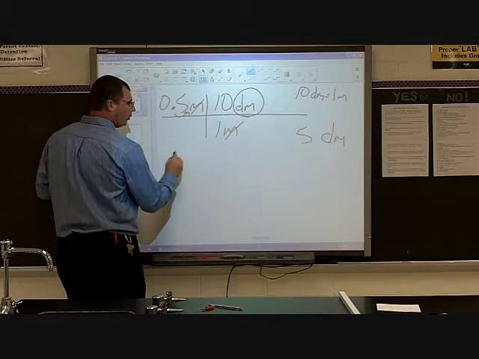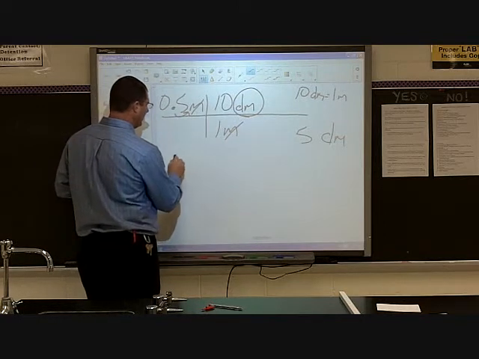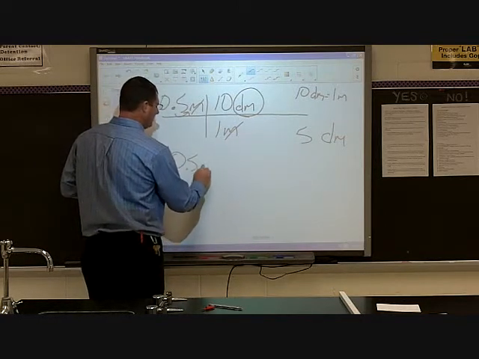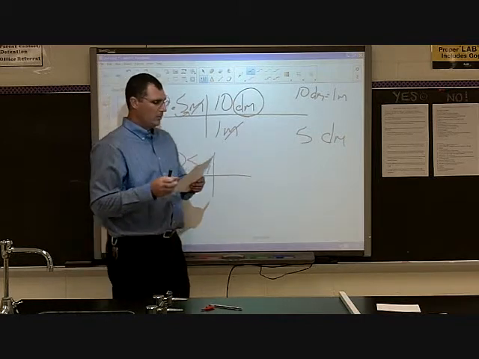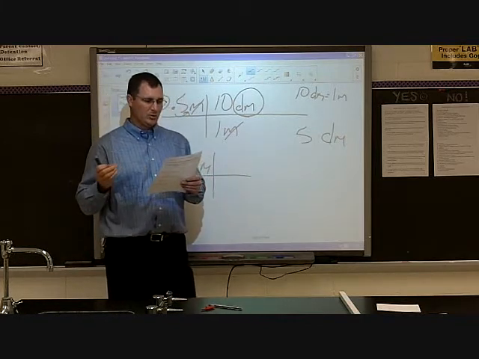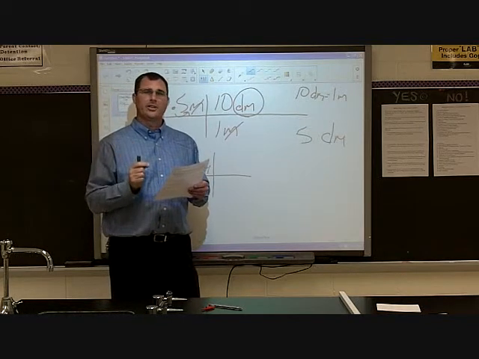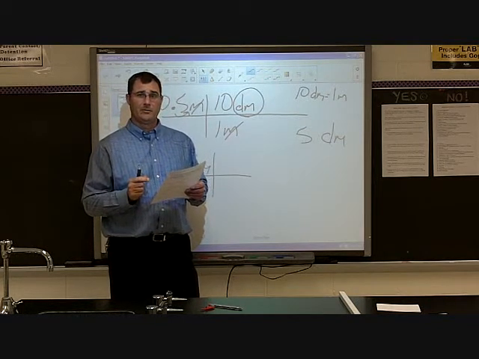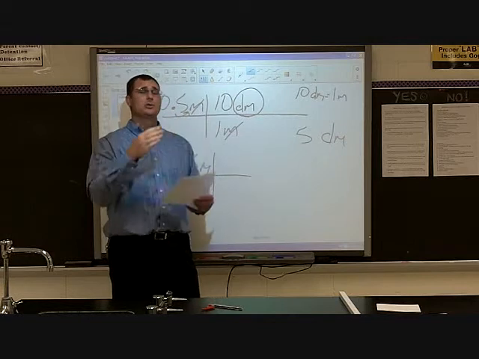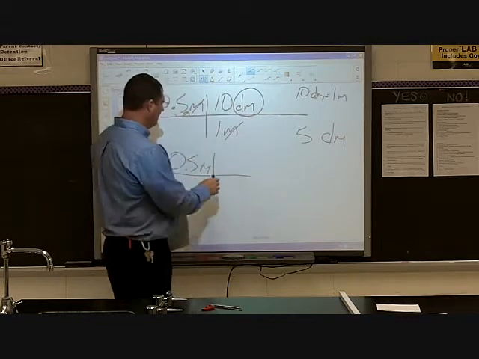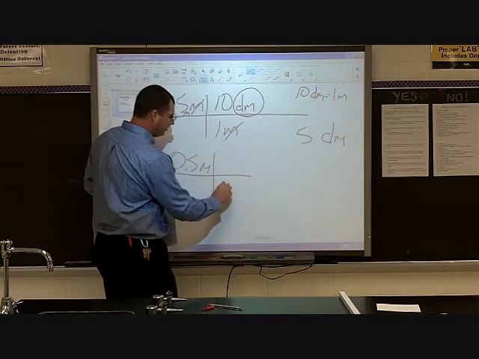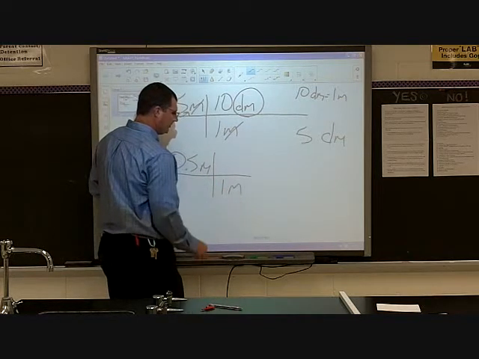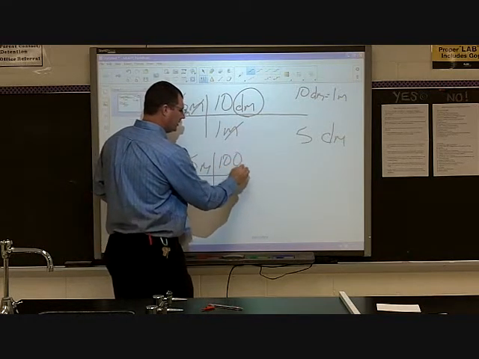So I always start with what I know, and I know I have 0.5 meters. That's what I'm going to start with. Well, I look up at the top, and centi means 1/100th. So there is 100 centimeters in a meter. Again, I can put either one of those terms on top. But I want to get rid of meters, so to get rid of it, I have to put the meters on bottom. So 1 meter is equal to 100 centimeters.